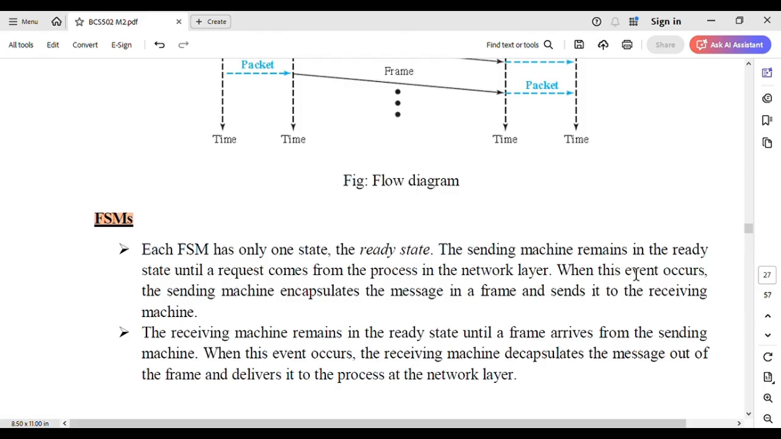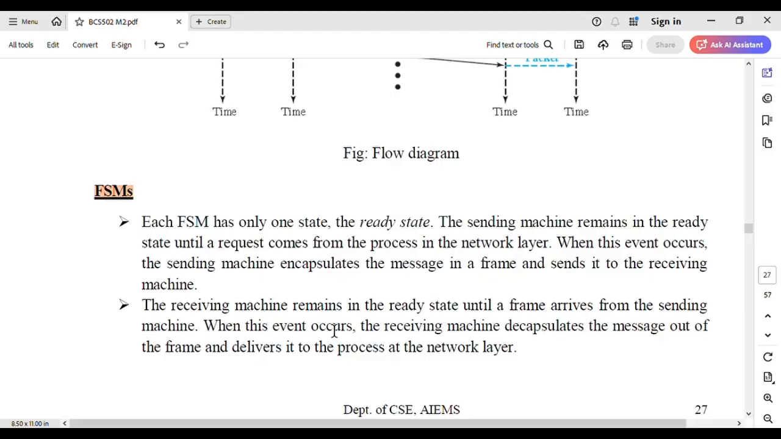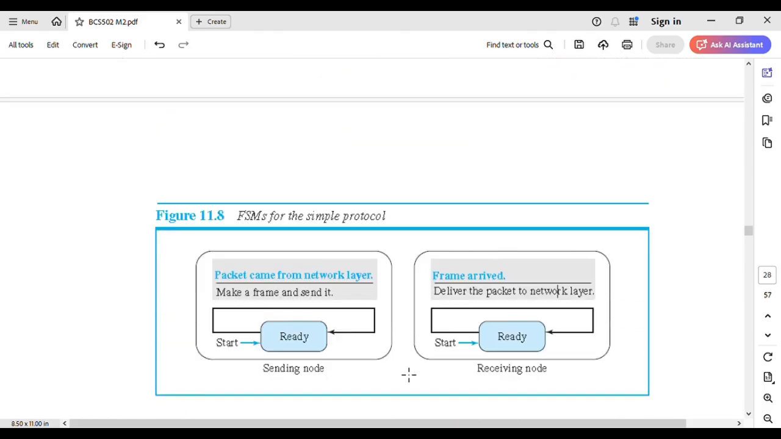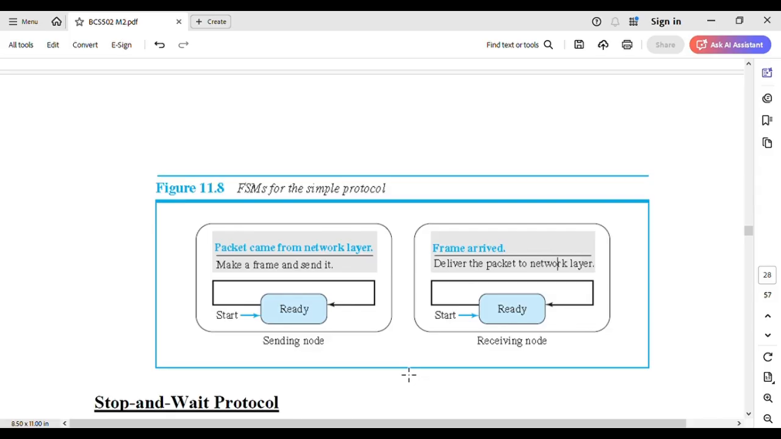The sending machine remains in the ready state until a request comes from a process in the network layer. When this event occurs, the sending machine encapsulates the message in a frame and sends it to the receiving machine. So whenever the corresponding event happens from the network layer, it performs the action in the data link layer. The receiving machine stays in the ready state until frames arrive from the sending machine. When this event occurs, the receiving machine decapsulates the message out of the frame and delivers it to its processor at the network layer. This is indicated through the FSM.